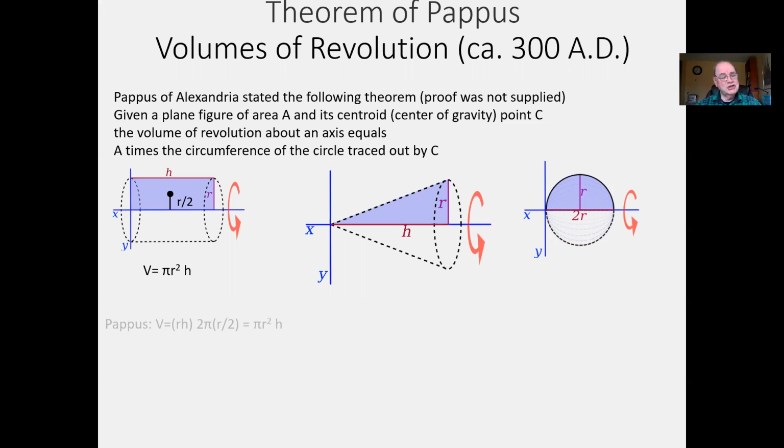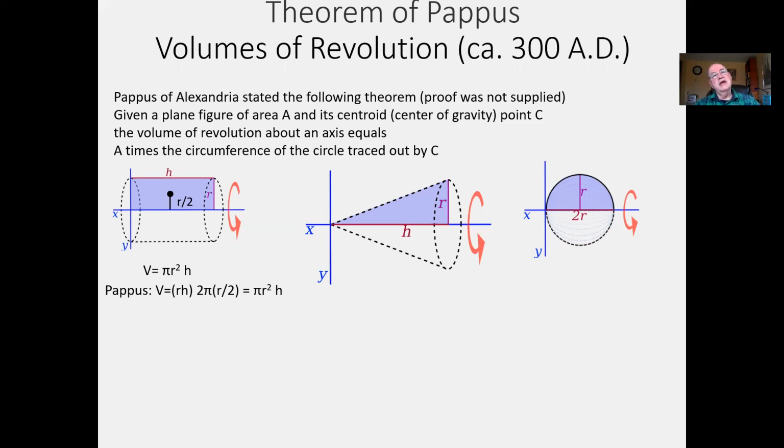So if you look at Pappas's formula, the formula for the volume, he says, is the area of the rectangle, which is r times h, times the circumference of that point as it goes around the x-axis. Well, the circumference is 2 pi times the radius of the circle, and the radius there is r over 2. So if you multiply all that up, r h times 2 pi times r over 2, sure enough, you get our volume formula, pi r squared h. Very interesting formula.